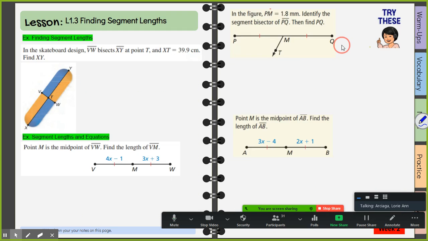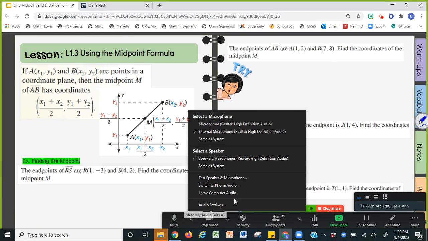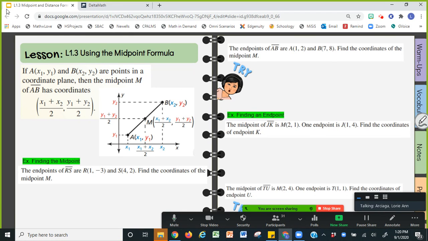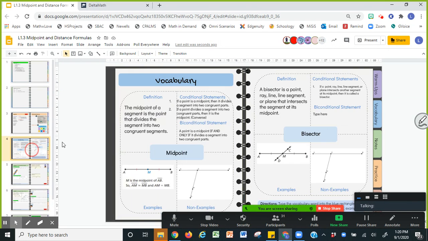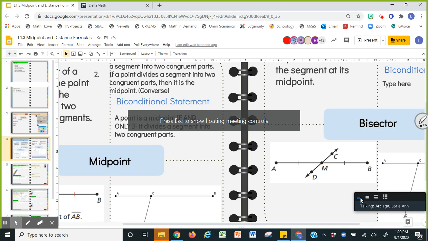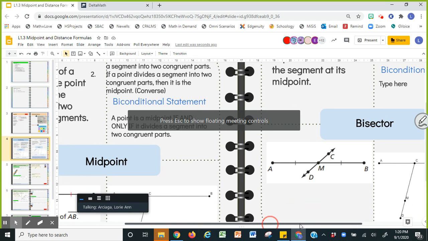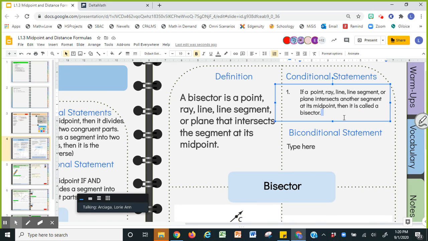Now let's write the converse. Oops, that's my problem. I have to go back to the original so I can write in it. So going back here, maybe I could just make it bigger right here, zoom in. Hide floating controls, and then go right there. Now let's go to number 2 and write the converse.